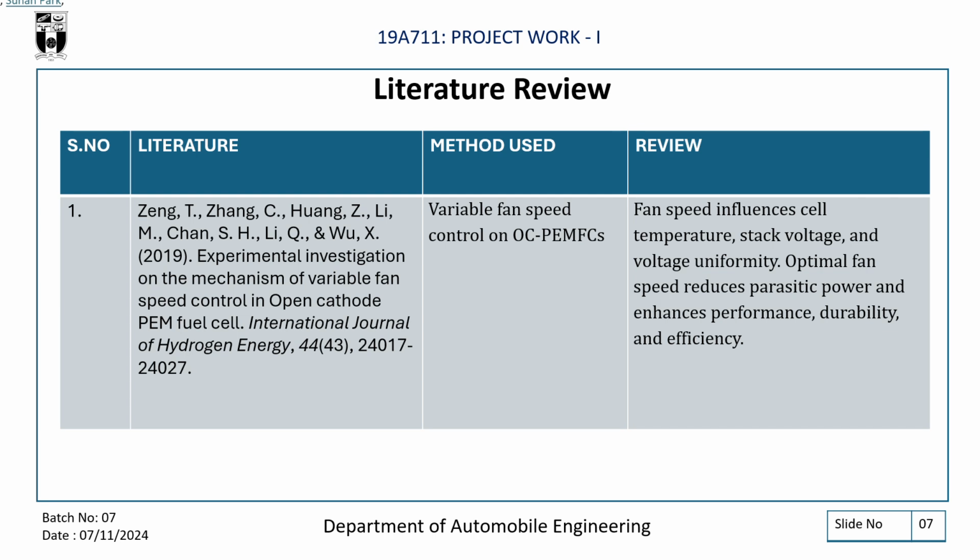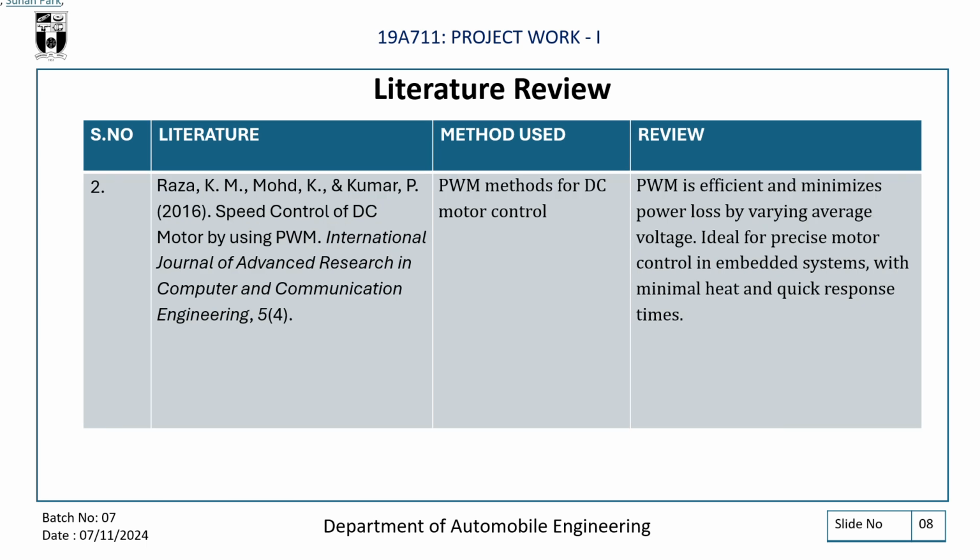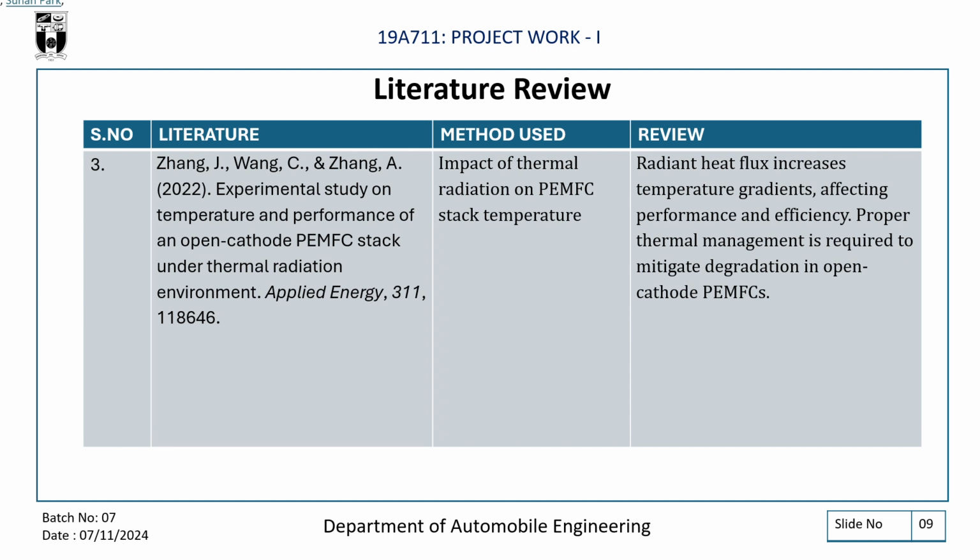Next, we will see about the literature review. At first, we referred to the literature about experimental investigation of the mechanism of variable fan speed control in open cathode PEMFC. And secondly, we referred to speed control of DC motor by using PWM.